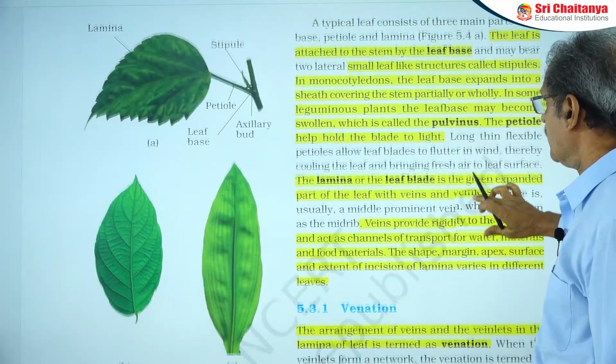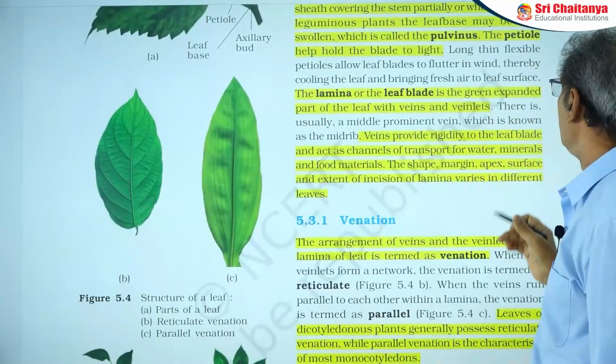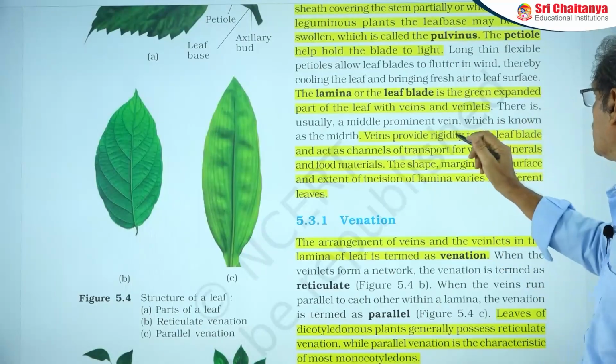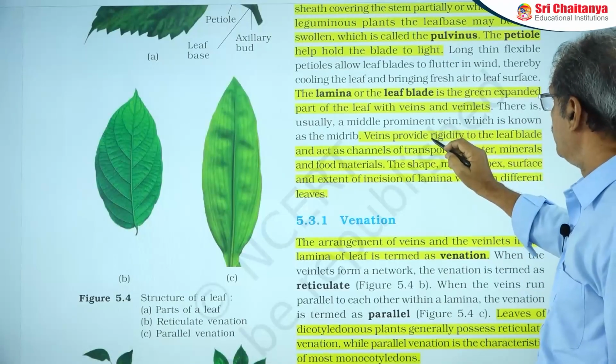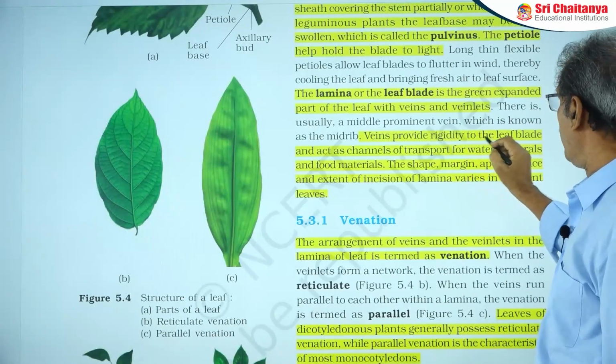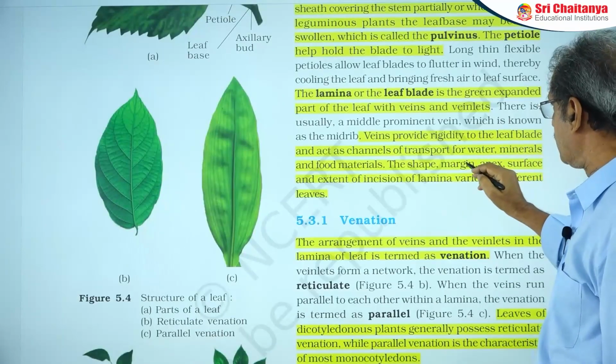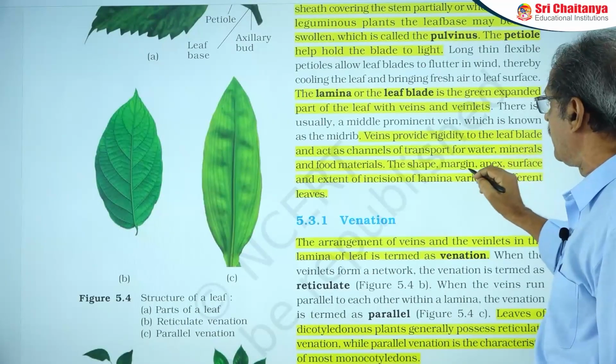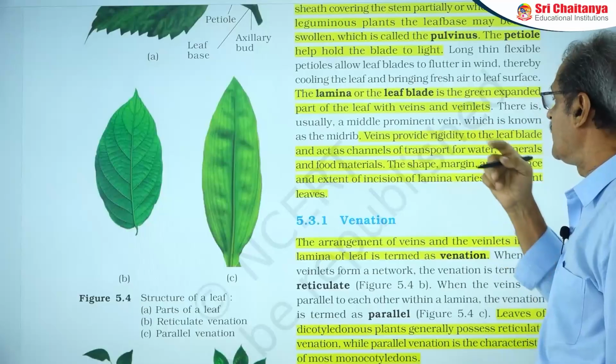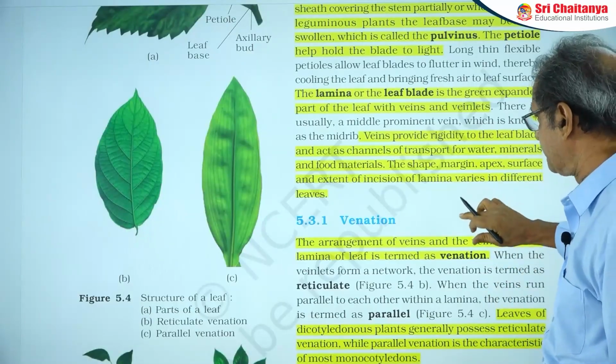Anyway, the lamina or the leaf blade contains veins, midrib and lateral veins, and they provide rigidity to the leaf blade and act as channels for transport of water, minerals and food materials. That is the lamina.